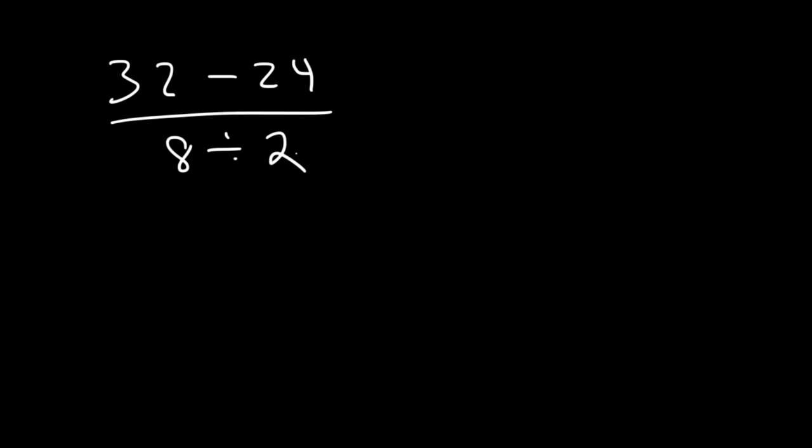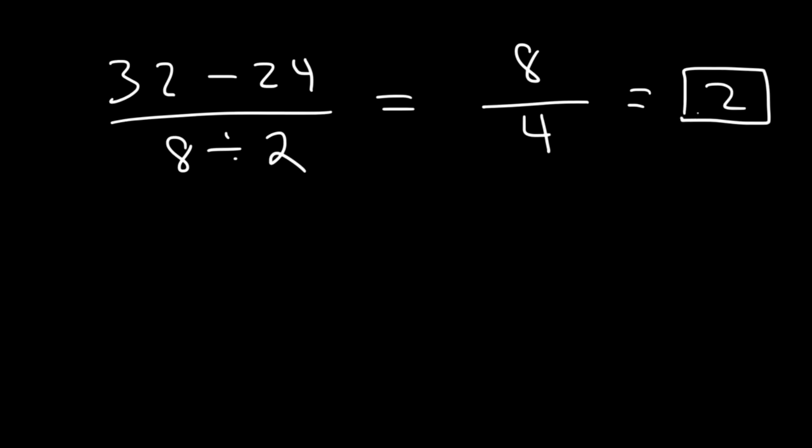Here's another example. What is 32 minus 24 divided by 8 divided by 2? So feel free to pause the video and simplify this expression. 8 divided by 2 is 4, and 32 minus 24 is 8, and 8 divided by 4 is 2. So that's going to be the final answer in this example.